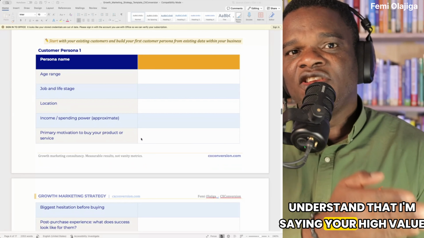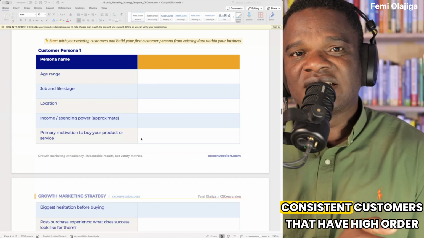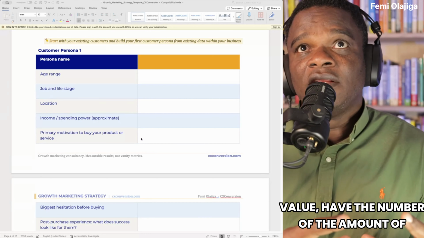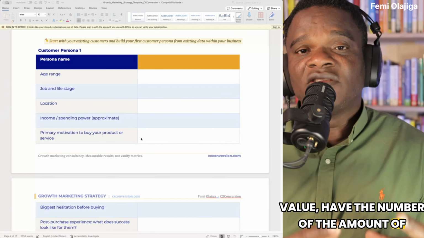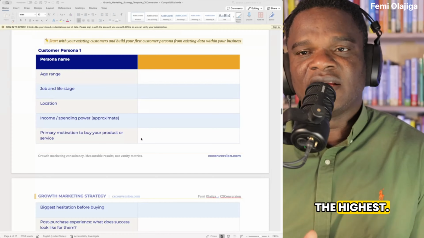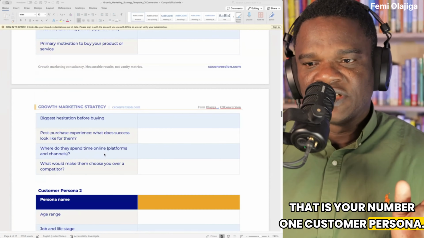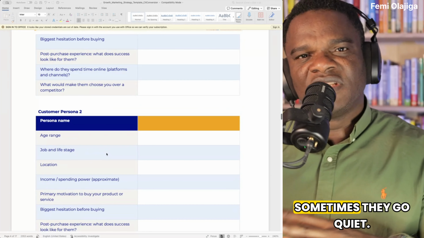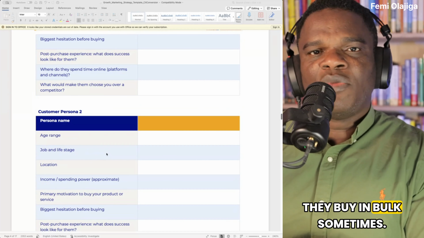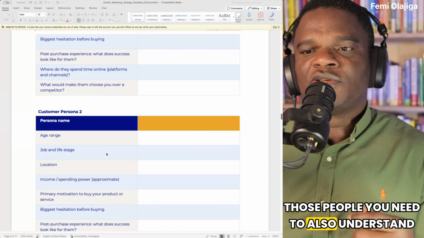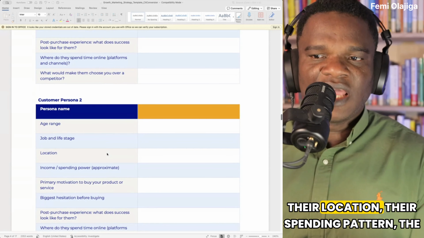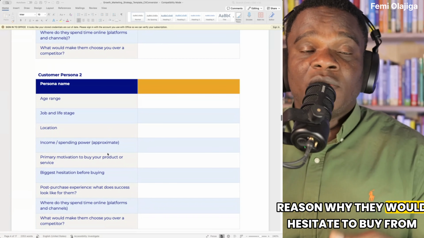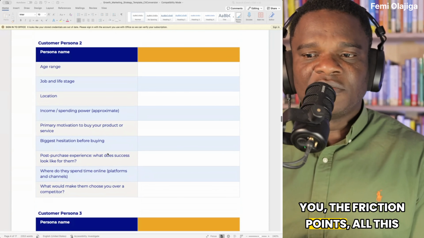Understand that I'm talking about your high value, consistent customers that have a high order value, and the amount of product and service they buy from you is the highest. That is your number one customer persona. The number two is the one in the middle ground. They buy from you, sometimes they go quiet, sometimes they buy in bulk. For those people, you also need to understand their location, their spending pattern, the reason why they hesitate to buy from you, the friction points, all of this.